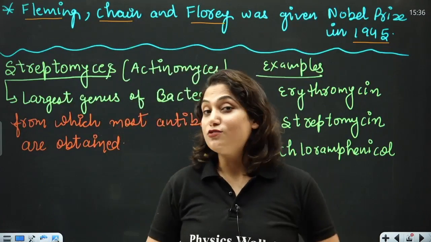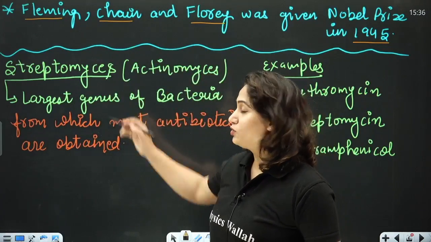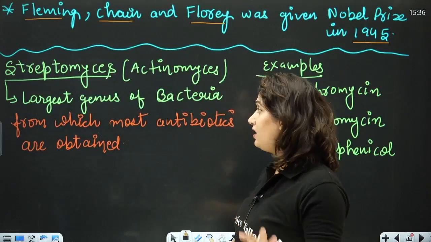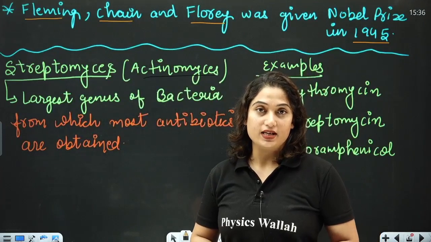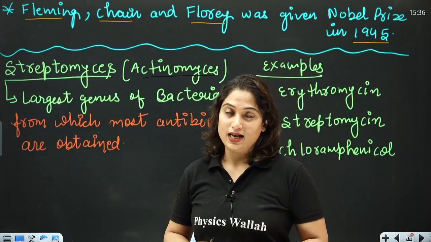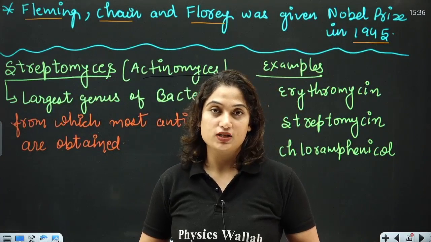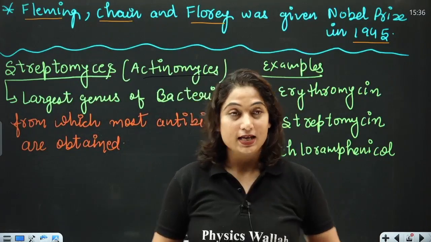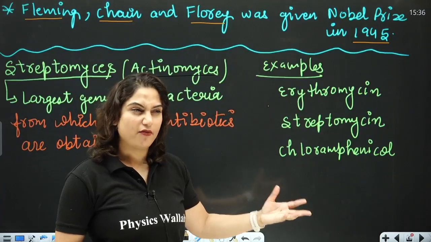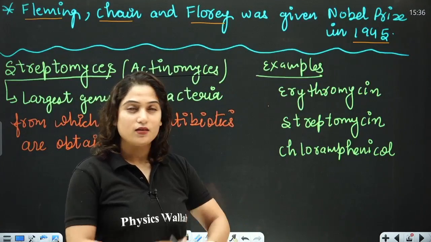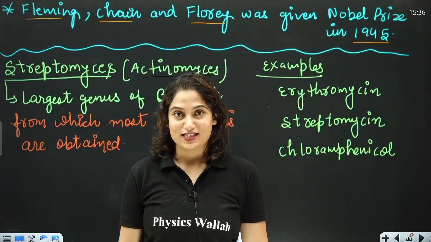And the largest genus of bacteria which is used for the formation of antibiotics is Streptomyces. This is very, very important. Streptomyces is a member of the bacterial class Actinomyces. So this question directly comes. Streptomyces is the bacteria from which the largest number of antibiotics are obtained. Some of the examples are erythromycin, streptomycin, chloramphenicol, neomycin, novobiocin. There are several antibiotics which are obtained from the bacteria Streptomyces.